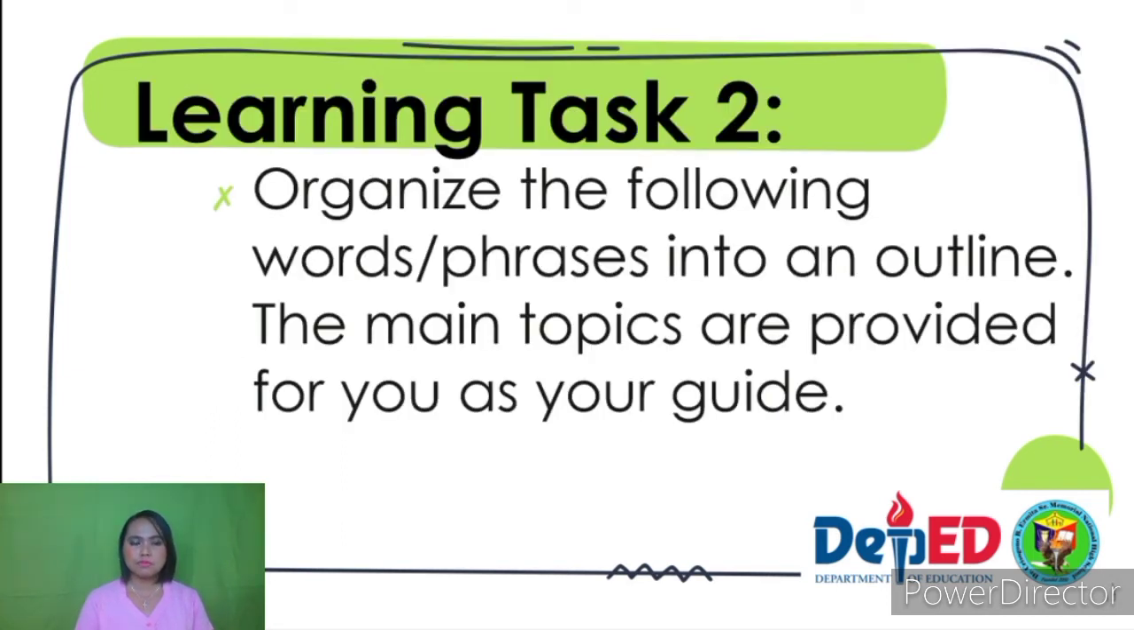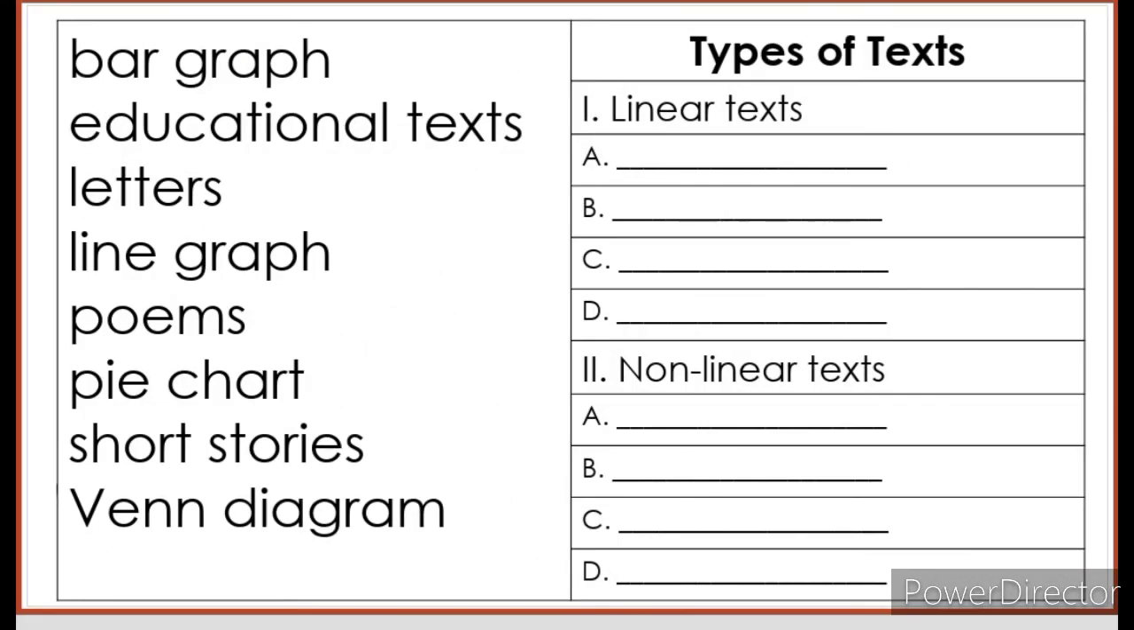Learning Task 2. Organize the following words or phrases into an outline. The main topics are provided for you as your guide. Let's read the following words and phrases that we can use in order to complete the outline: bar graph, educational text, letters, line graph, poems, pie chart, short stories, and Venn diagram. Grade 7, remember that you can use these words and phrases in order to complete the outline in this activity.